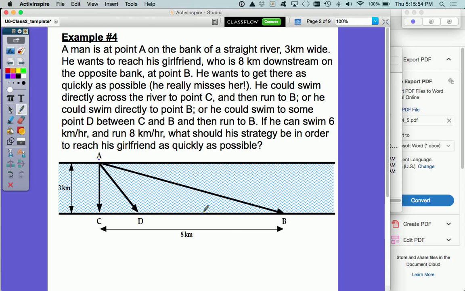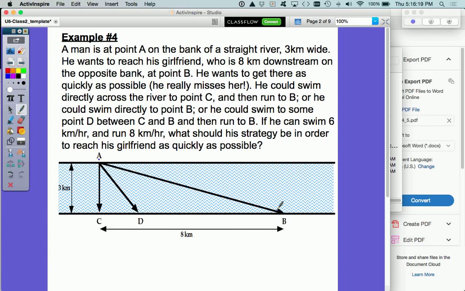So the first thing we should probably do here is try and understand a little bit about the nature of this question. Under what circumstances would it make sense for the guy to swim from A over to B? Well, certainly if he can swim faster than he can run, then he would go from A to B. In fact, even if he could swim at the same speed as he could run, he would go from A to B because that would be the shortest distance.